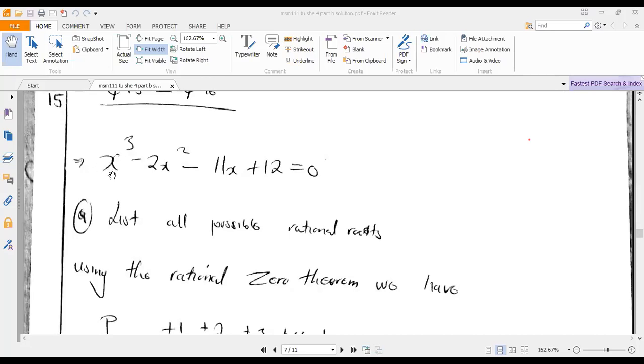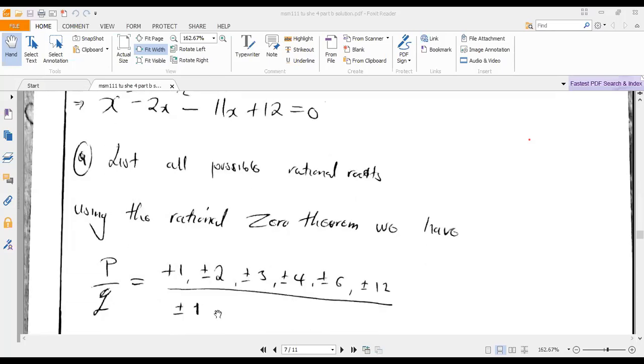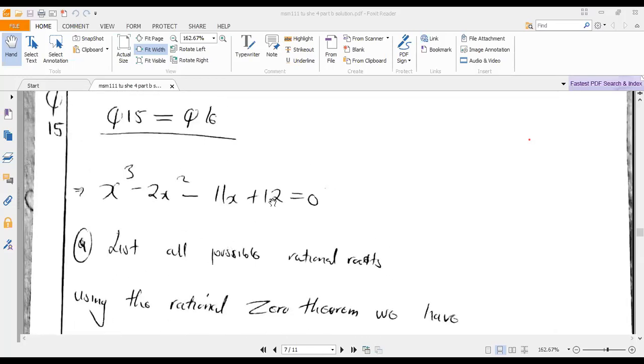So here 3 is the highest, isn't it? What's the coefficient of this guy? It's 1, isn't it? Yes, it's 1, sir. So now, since you know that it's P over Q, P is just the factors of this guy here, the constant term. What are the factors of 12?